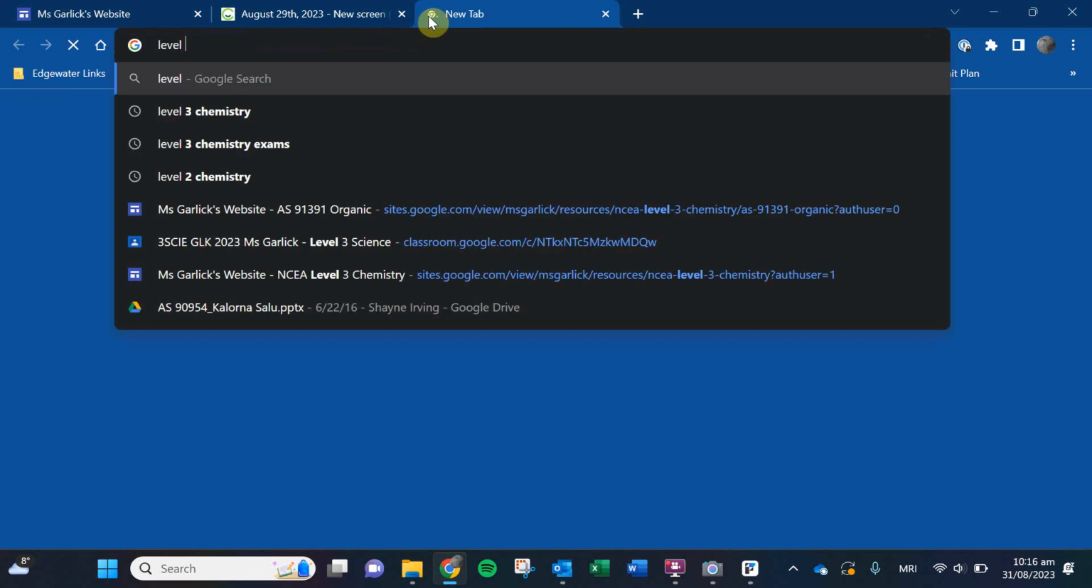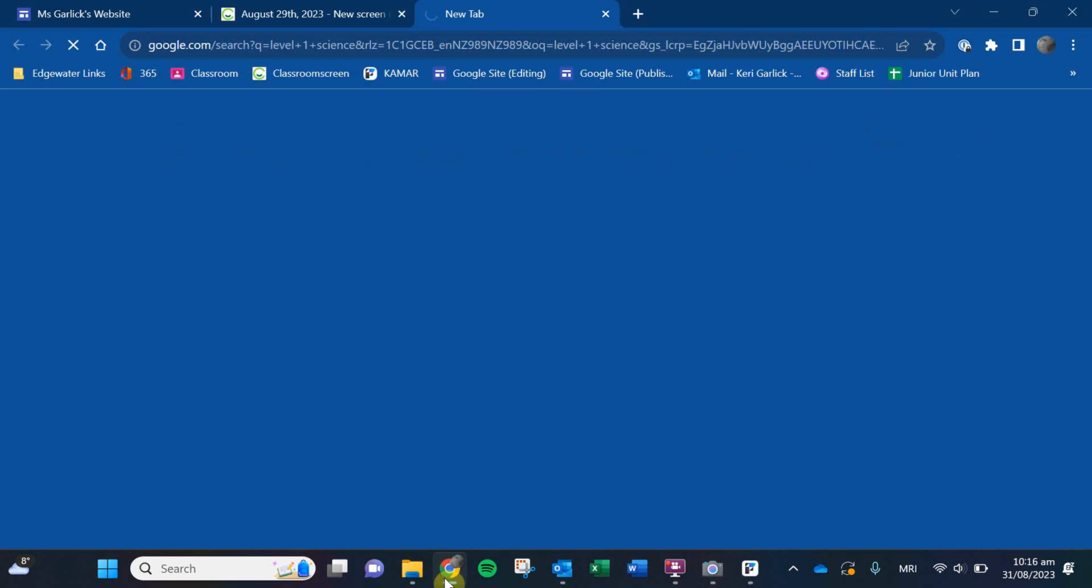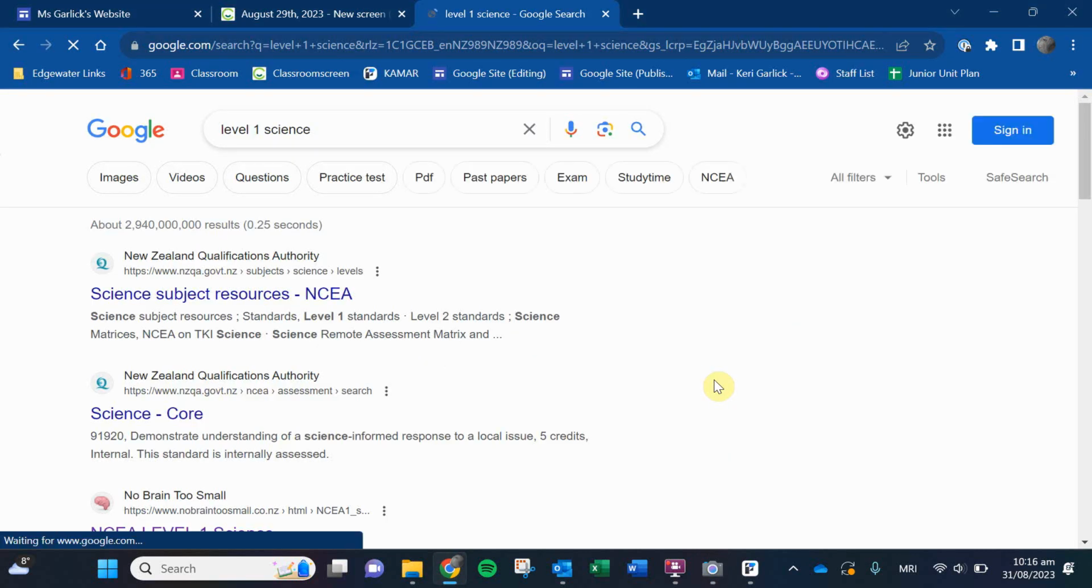We want level 1 science. Oh, what did you do? That's new. Hi. Okay, yeah, just leave it on the side bench. Okay, I don't know why that has done that. Wash your hands? Yeah. Okay.